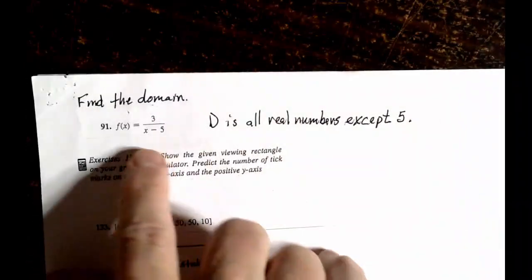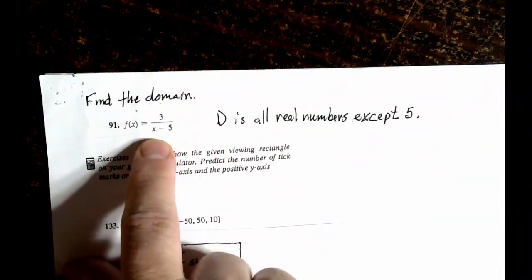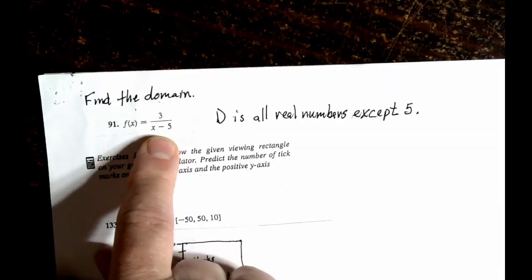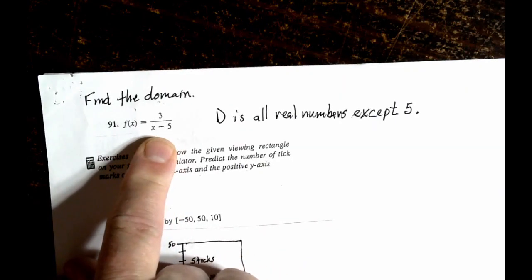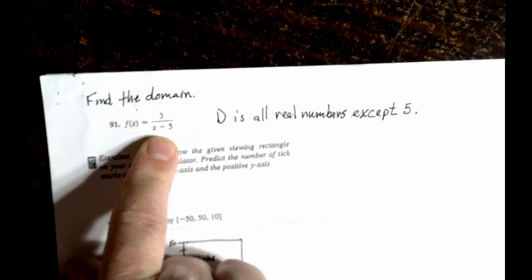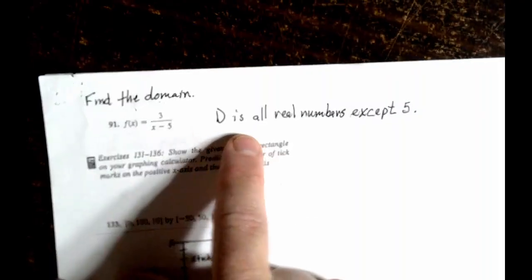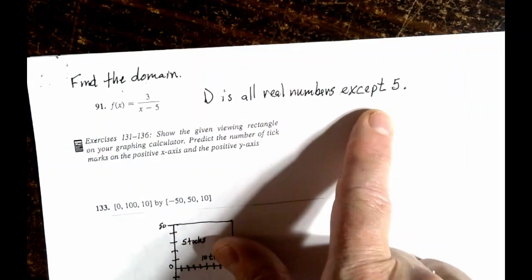Now this one says find the domain. Well, do you see any fractions or square roots? Yeah, you see a fraction. So you worry about where x minus 5 equals 0. And if x minus 5 equals 0, that means x equals 5. So x cannot equal 5. So domain is all real numbers except 5.